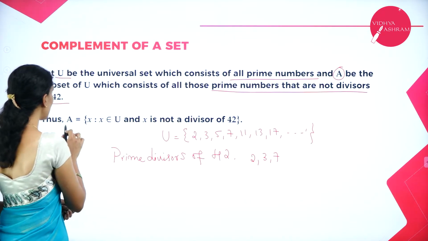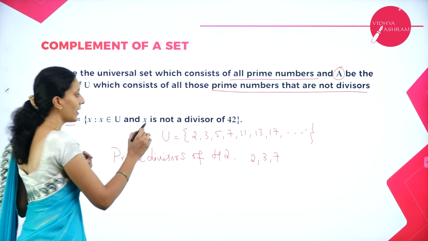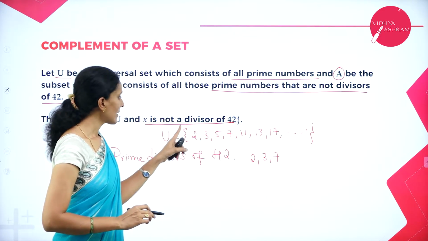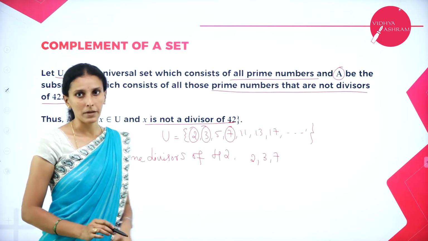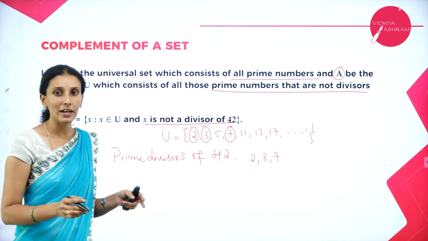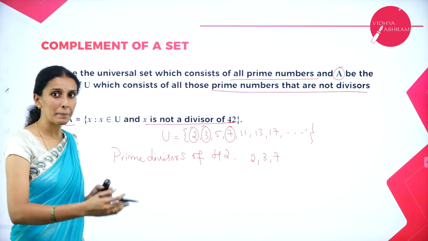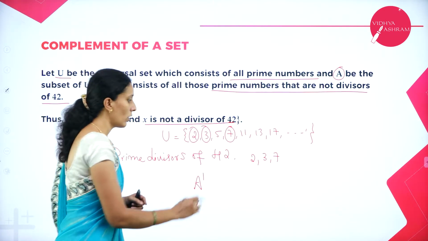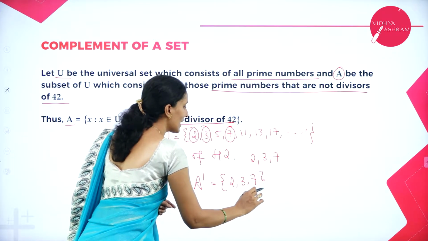But what is our set A given here? It is the collection of all prime numbers which are in U, but they are not divisors of 42. So except 2, 3, 7, it contains all other prime numbers. So 2, 3, 7, they are not in A. The elements which are not in A can be represented by using one more set called A complement.